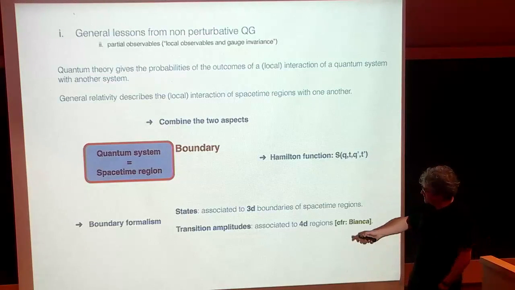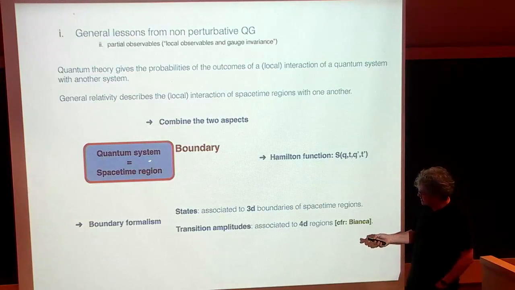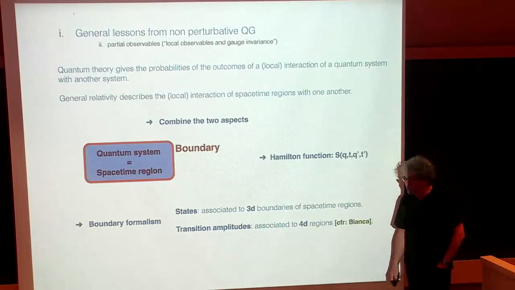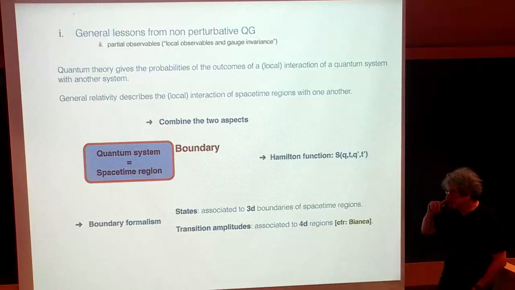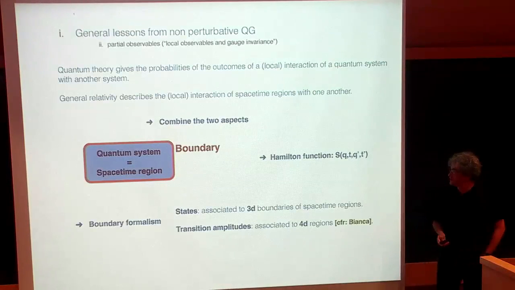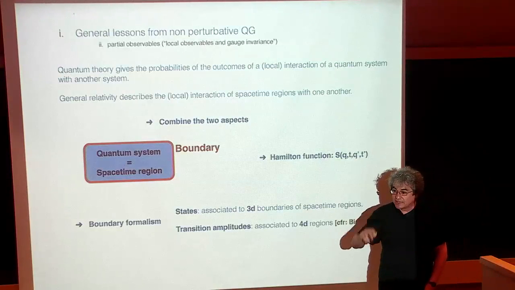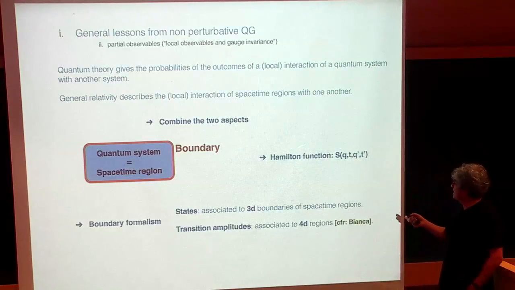So at the end of the day, just to anticipate, the idea is that there will be quantum states around the boundary and transition amplitudes associated to the 4D regions. And Bianca, after me, will have a similar setting to a lot of what she's doing. Now, let me start classically, just to clarify things classically. The key object here is a Hamilton function.